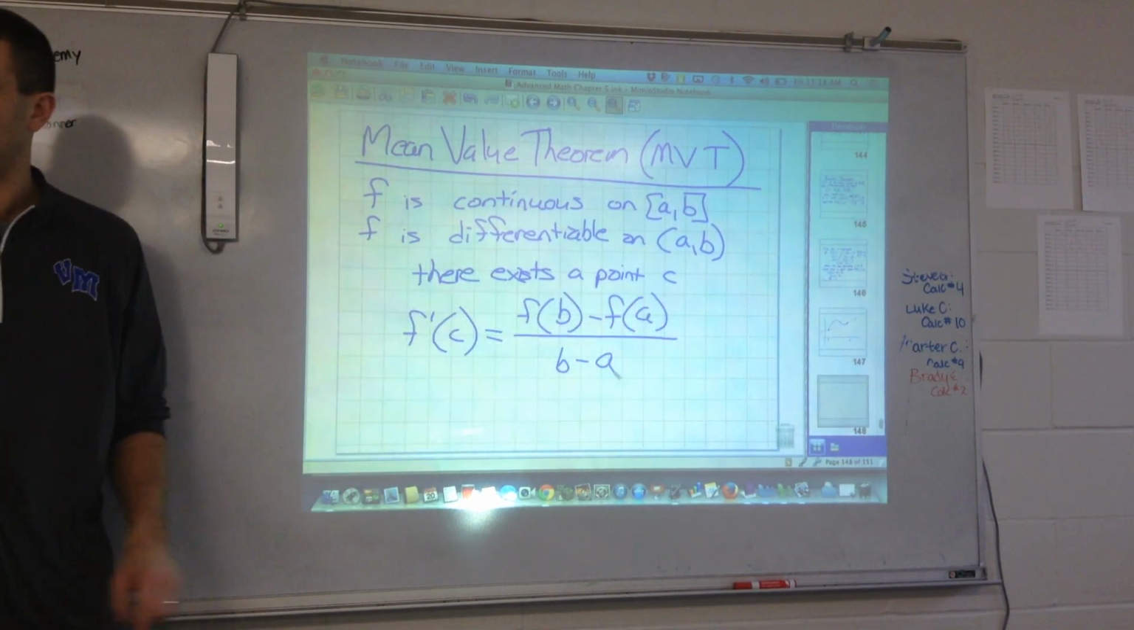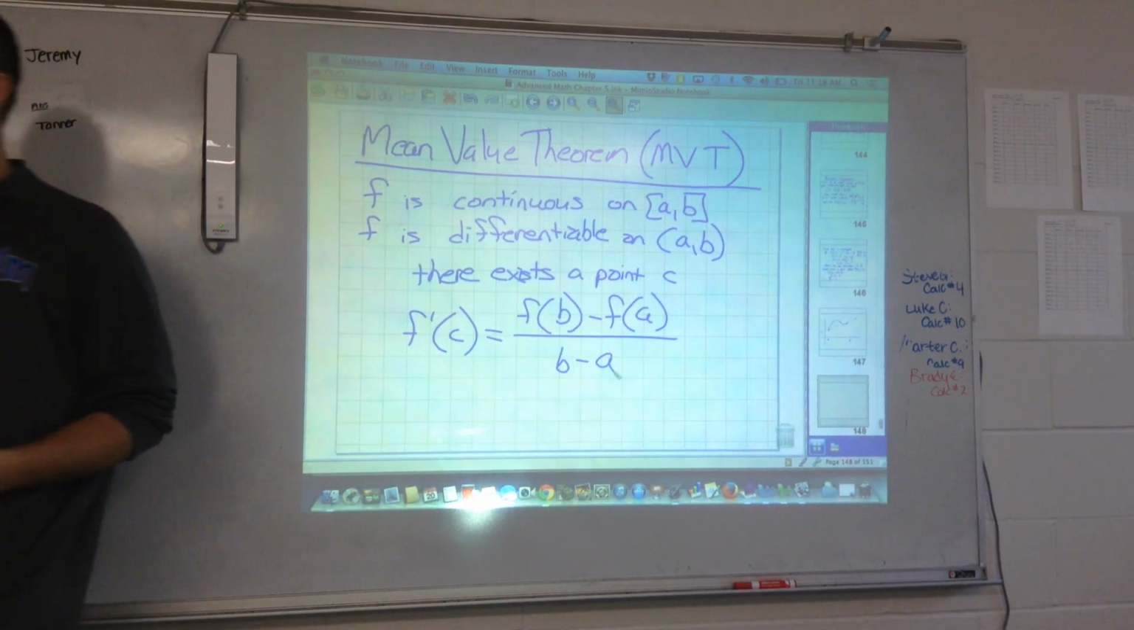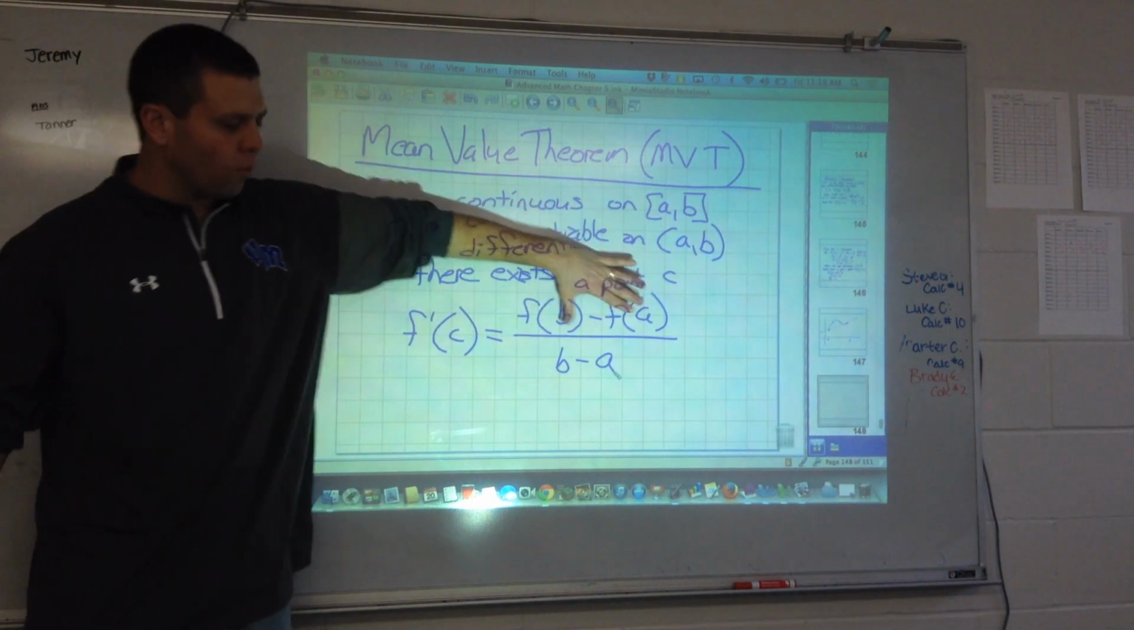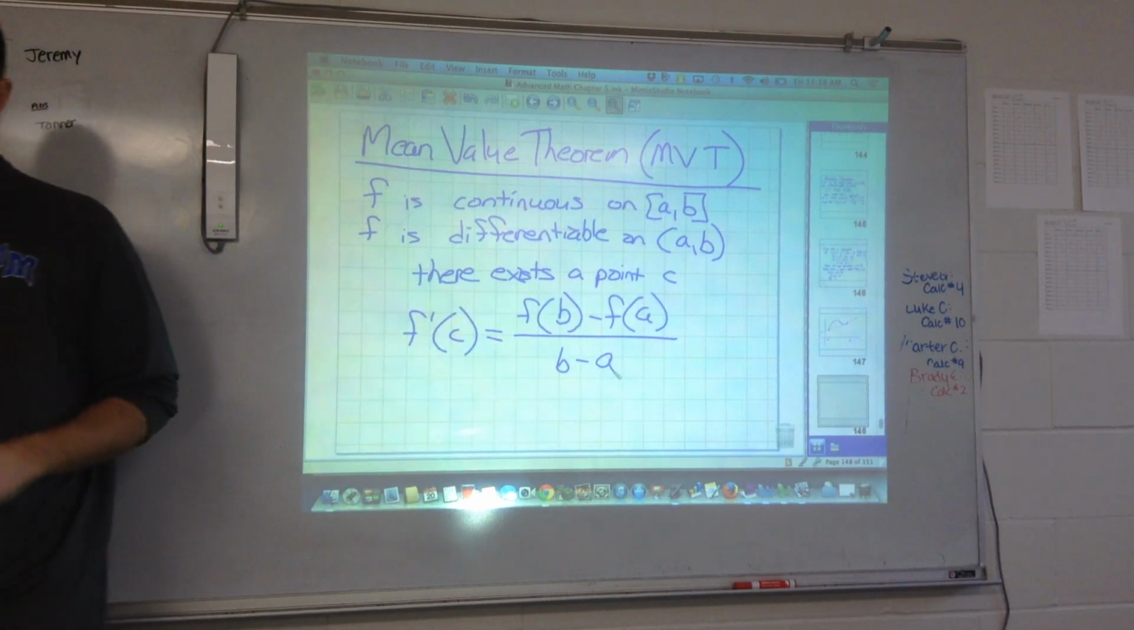Just a little different notation for you. y2 minus y1 over x2 minus x1 is what you remembered from algebra class. But f of b minus f of a, those are the y values. You're subtracting those: change in y divided by the change in x.